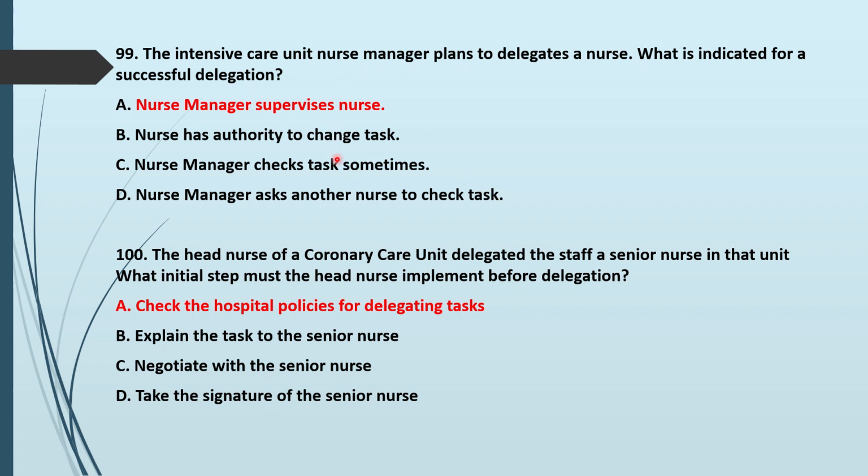So here we have to exclude the items. Nurse manager asks another nurse to check, that is not correct. She is going to delegate. Checking the task sometimes, she may not go through everything, right? Nurse has authority to change the task, that's also not correct. So the nurse manager has to supervise the nurse and make sure she understands the functions that she is going to take over before she fully takes over. So what is the indicator for a successful delegation? She should supervise the nurse to see whether she performed the task well or not.